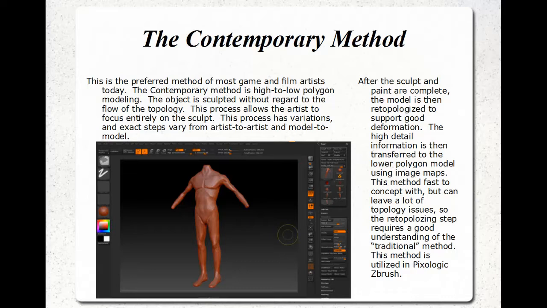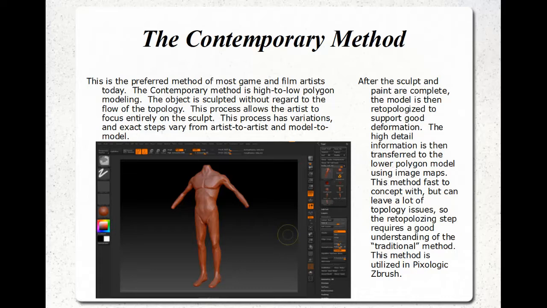After the sculpt and paint are complete, the model is then re-topologized to support good deformation. The high detail information is then transferred to the lower polygon model using image maps. This method is fast to concept with, but can leave a lot of topology issues. So the re-topologizing step requires a good understanding of the traditional method. This method is utilized in Pixologic's ZBrush. And the screenshot you see here is the work of student John Camacho.